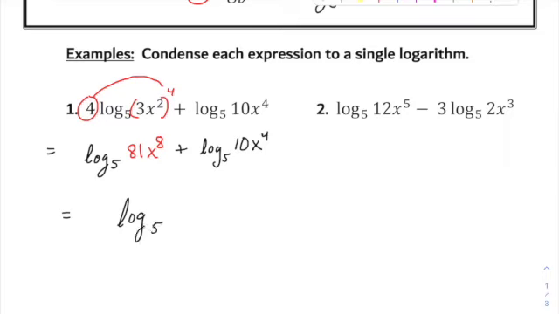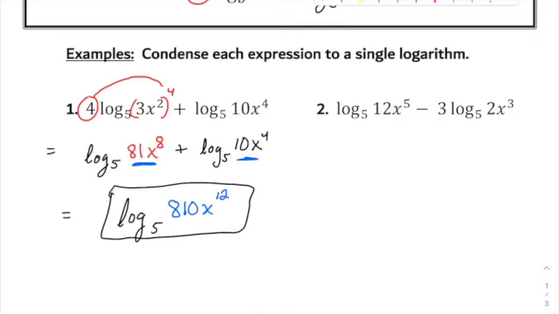I can condense them to log base 5 of, and now I'm going to multiply these two arguments. 81 times 10 is 810. X to the 8th times x to the 4th is x to the 12th. When we multiply, we add those exponents, right? Okay, and there we go. There is our answer, log base 5 of 810 x to the 12th. If you feel like adding parentheses around the argument, feel free, but not necessary in this case.